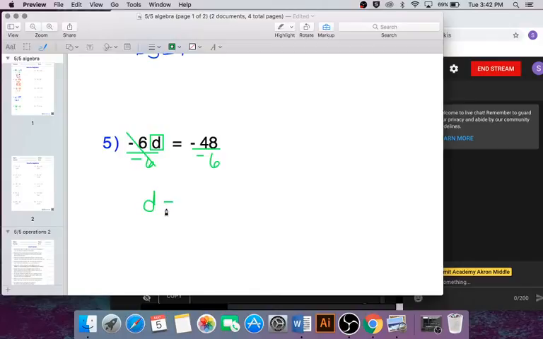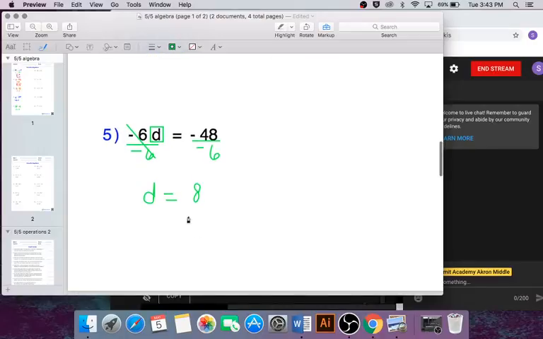And on the right, we have negative 48 divided by negative 6. 48 divided by 6 is 8. And both our numbers are negative, so the signs are the same, which means our answer is going to be positive. Our answer is D equals 8.